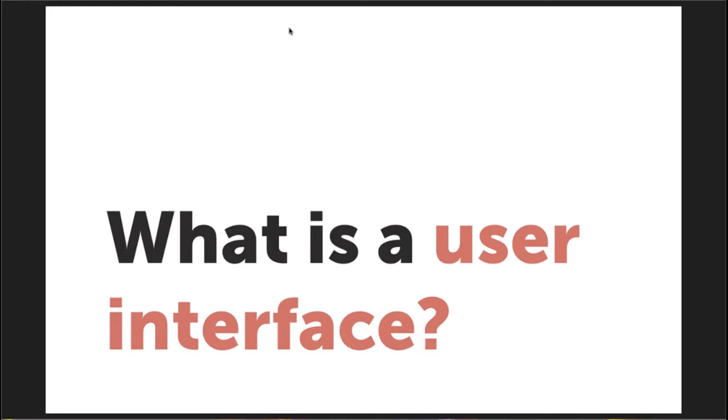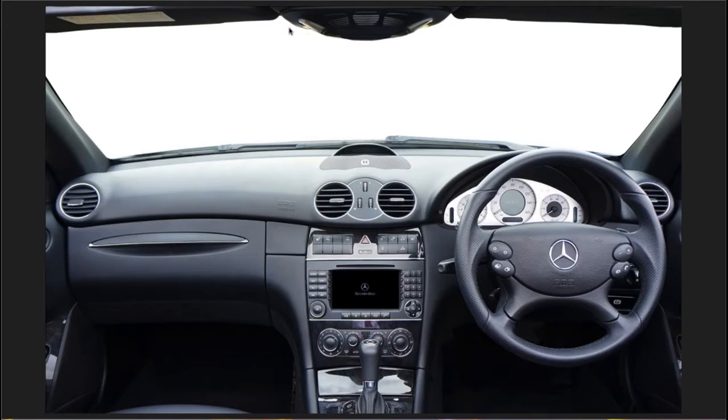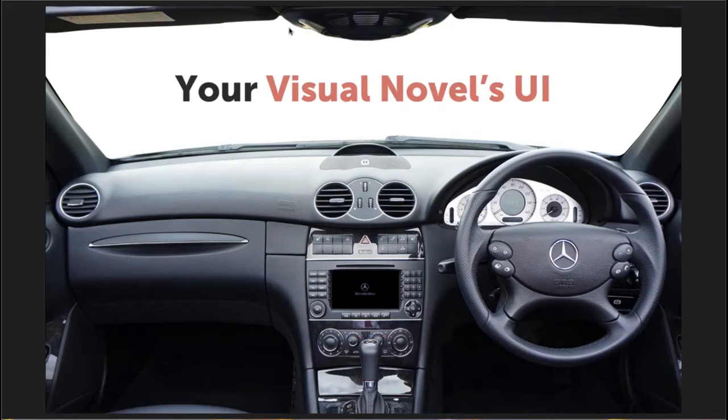Just to get started, I'd like to briefly go over what a user interface is. I'm sure you've all heard of UI, user interface, but for those who aren't as familiar with it, I thought it'd be good to briefly go over it. To describe it, I'd like to use an analogy. Let's pretend for a second that your visual novel is a car. Then the inside of the car, with the dashboard, the steering wheel, the pedals, the controls, would be your visual novel's UI.